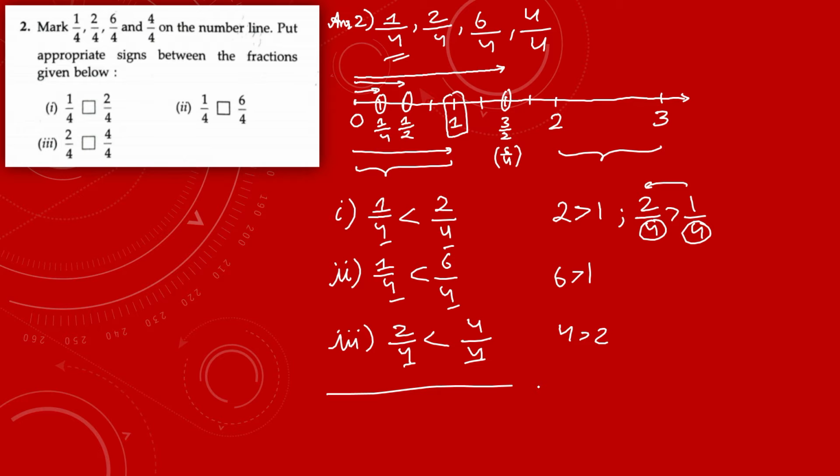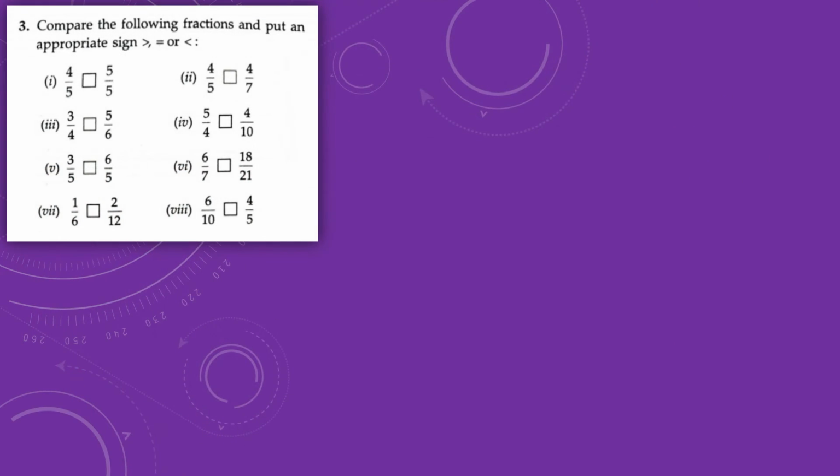Now let's move to the third question. So the third question says, answer 3. Compare the following fractions and put an appropriate sign: greater than sign, equal sign or less than sign. So in this video, I'm going to perform the first part, second part, third part and the seventh part.